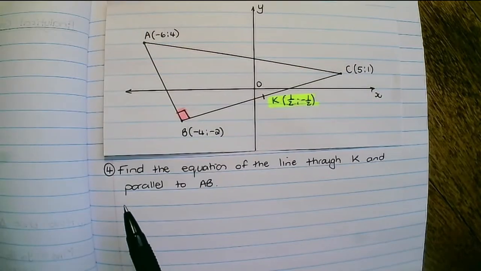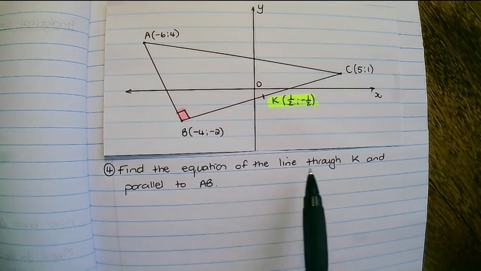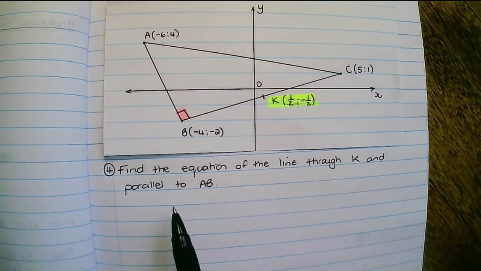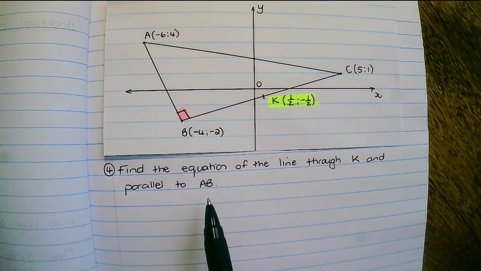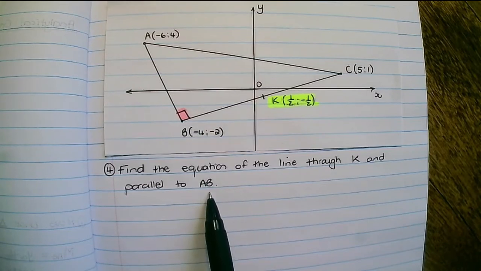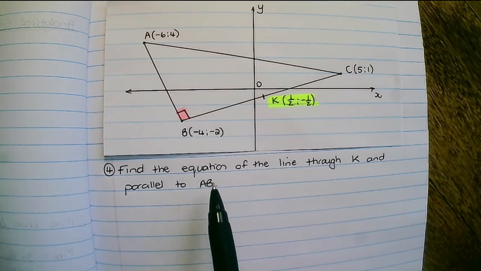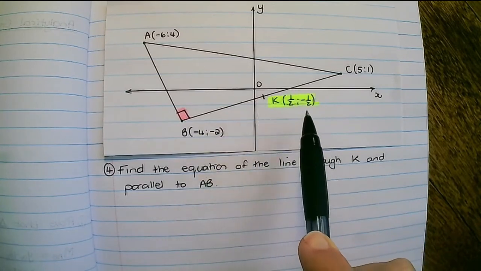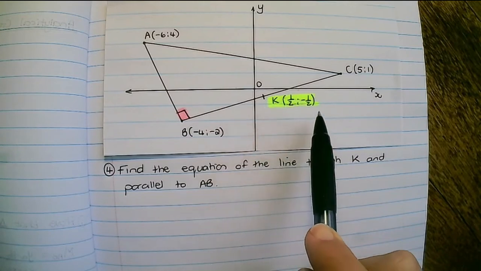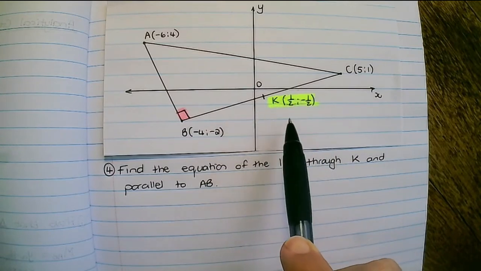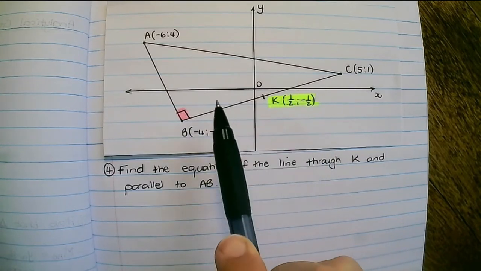The next question is, find the equation of the line through K and parallel to AB. So notice now that this answer is determined by our previous answer. So it's important to work accurately and methodically through these questions as we go.